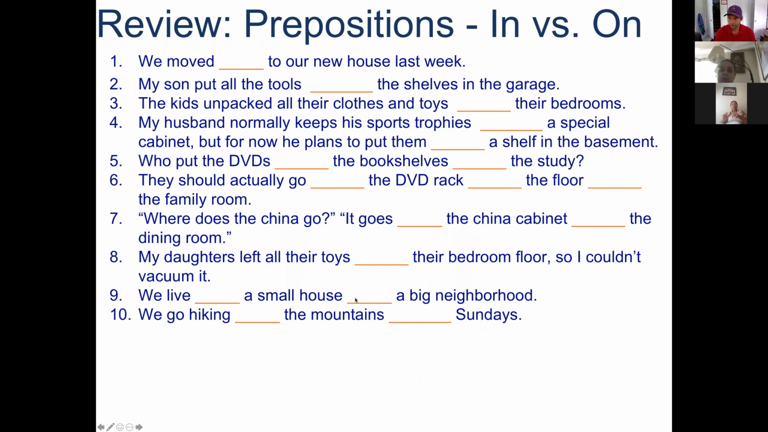We're going to start off with a review of the prepositions in or on. Can you do the first one, Danya? We moved into our new house last week. Norma? My son put all the tools on the shelf in the garage. On the shelf.